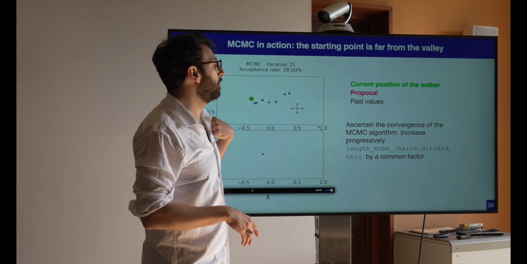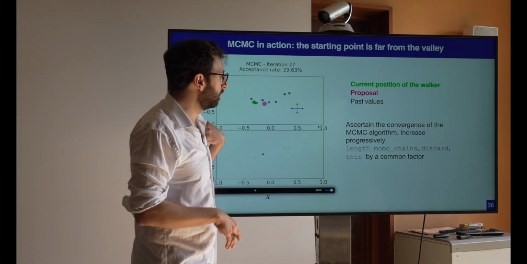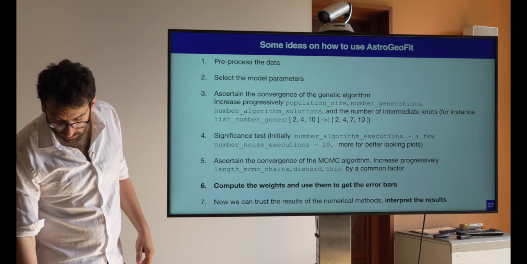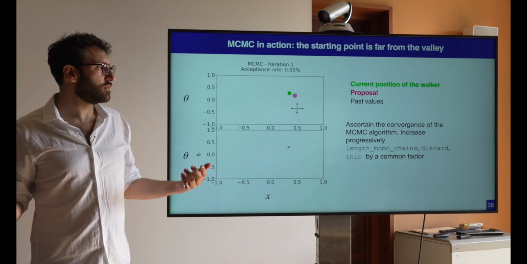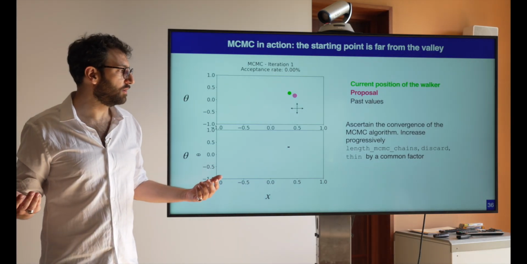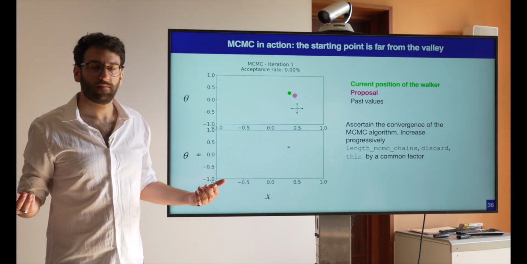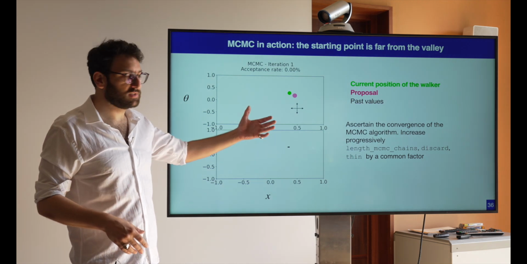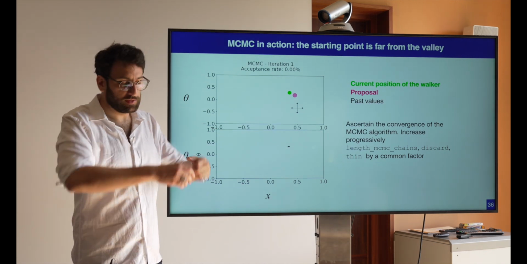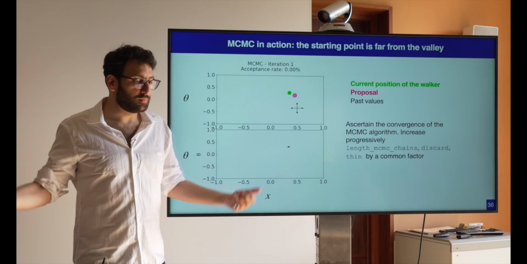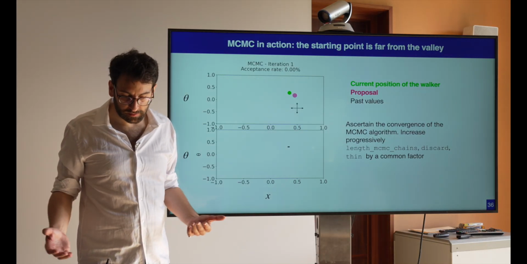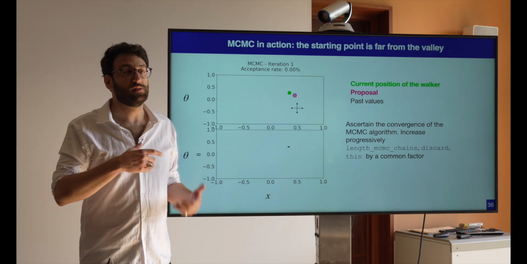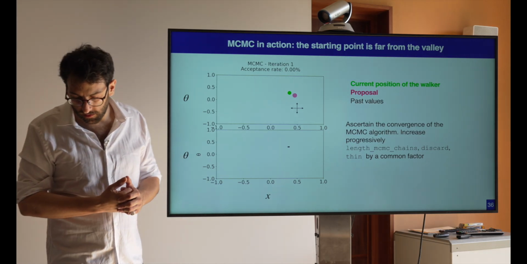So again, I would just increase all of this by a common factor until the posteriors stay the same. So you will compute the posteriors with a certain run of the MCMC. You increase the length of the chain. If the posteriors have the same aspect, nothing changes, then this is a good indication that the algorithm has converged.